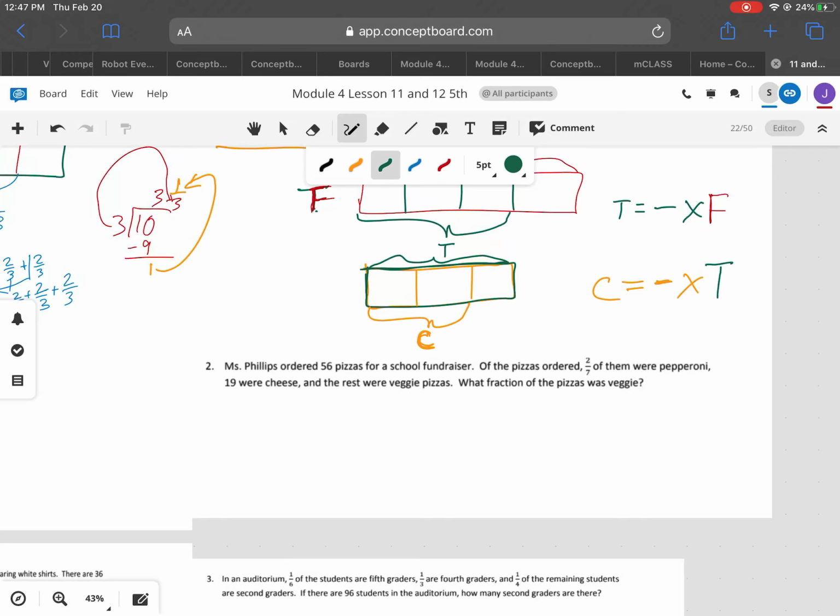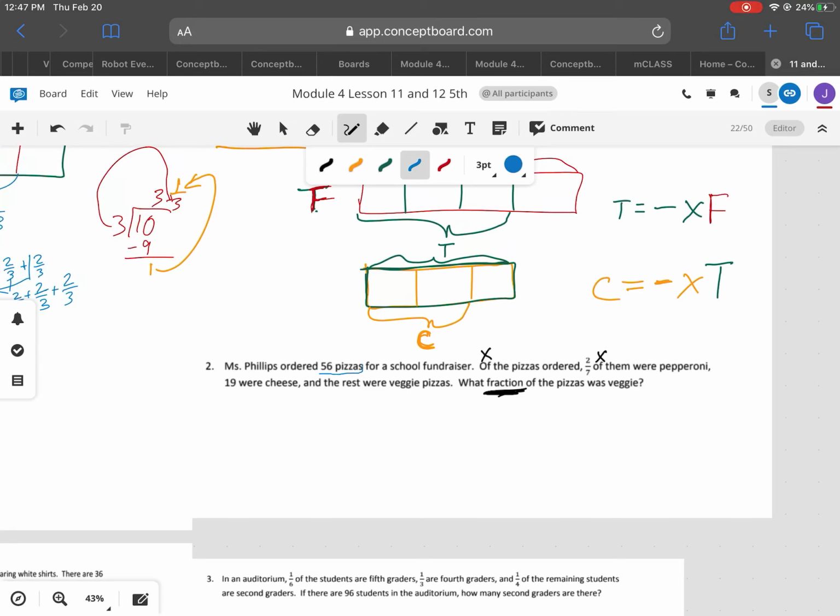Mrs. Phillips ordered 56 pizzas for the school fundraiser. On the pizza order, 2/7 of them were pepperoni, 19 were cheese, and the rest were veggie pizzas. What fractions of the pizza was veggie? So again, we're looking here for a fraction.